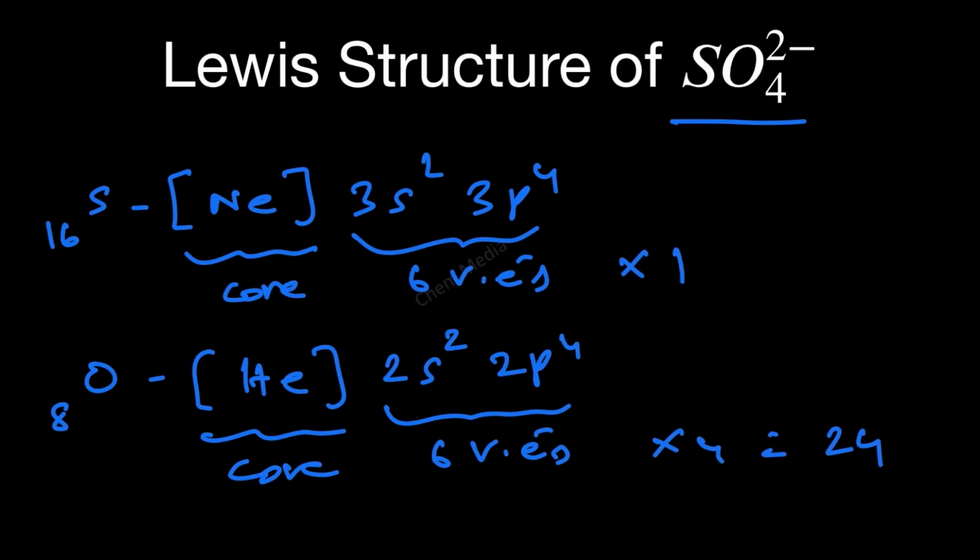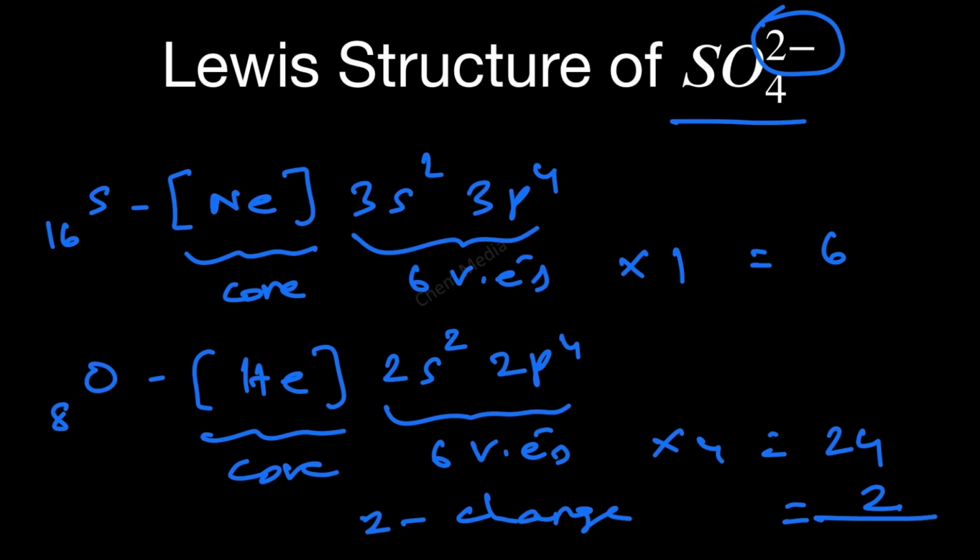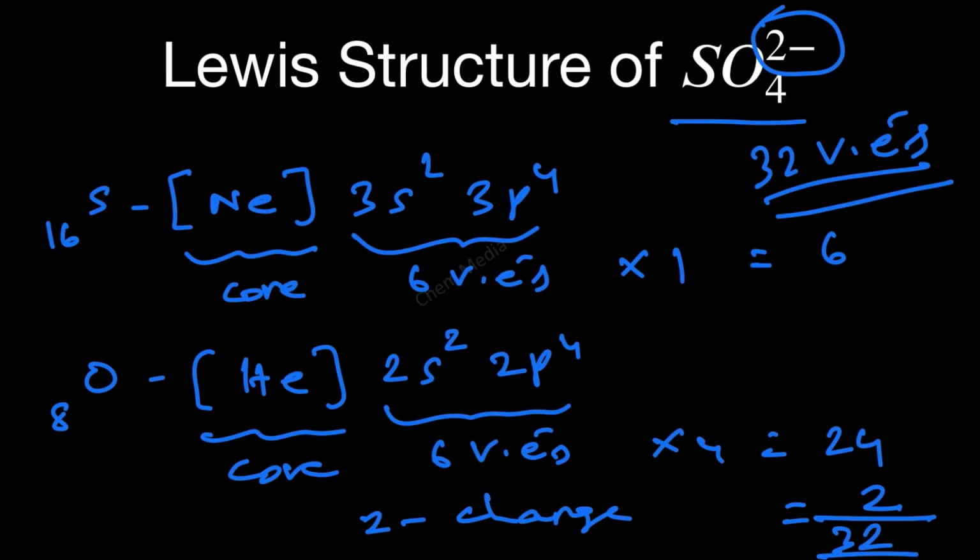1 sulfur atom, 6 times 1, so 6, and we do have 2-, that means we need to add 2 electrons because of the 2- negative charge. So for the 2- charge we need to add 2 electrons. Therefore in total we have 32 valence electrons. So using 32 valence electrons, we have to write down the best Lewis structure for SO4 2-.